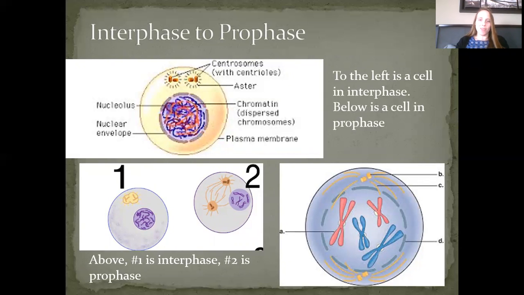So this is kind of what that looks like. So here in this top diagram, we have like the very, very start of prophase. So the nuclear envelope, or also called nuclear membrane, is starting to break apart. The chromatin at this point is still uncondensed, so it still is chromatin. And our little centrioles are still close together.